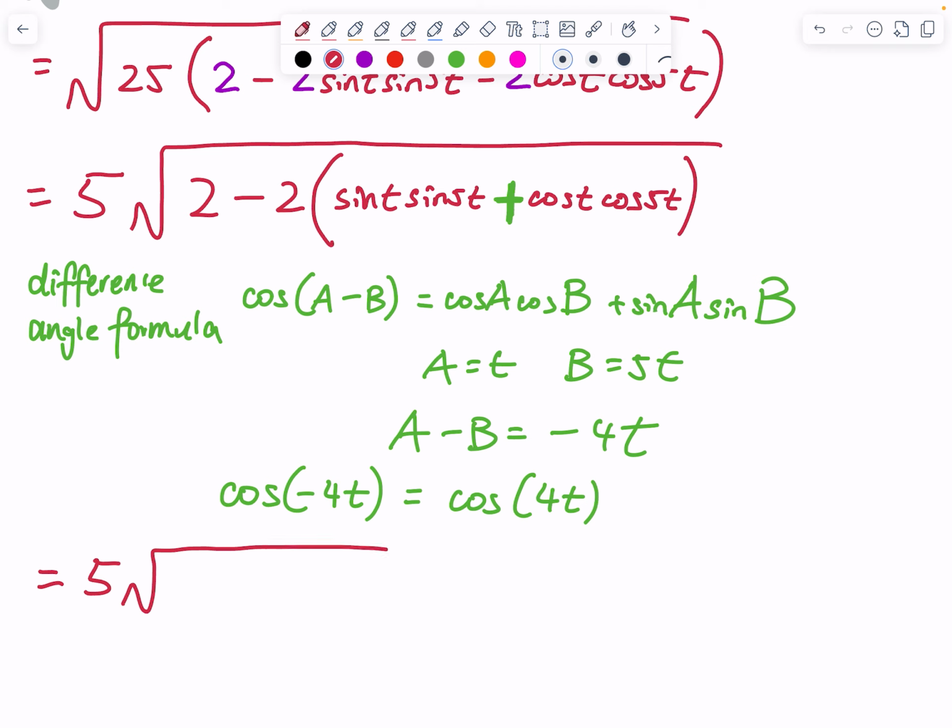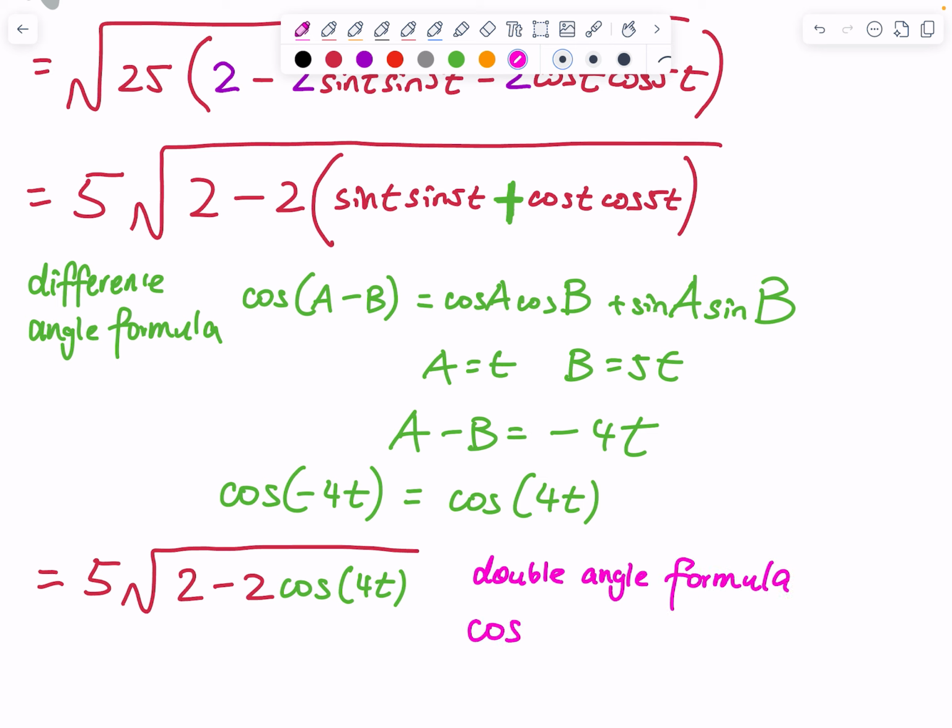Pi and then the square root of 2 minus 2 cosine 4t. Can we go any further? Don't forget that we need to do a definite integral for the arc length formula. If you just start right here, there is no way to integrate this integral. So that brings us to another formula that is called the double angle formula.